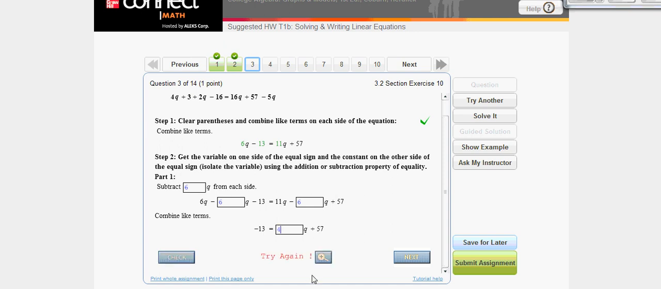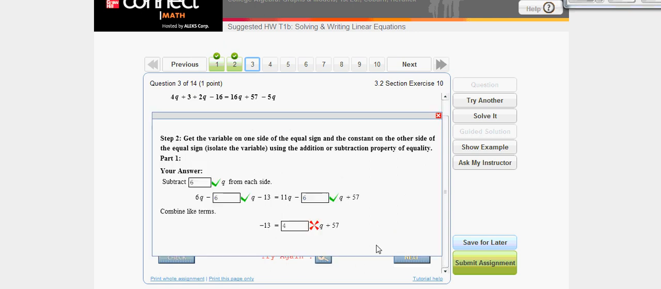Now I click check. Now, the key thing right here is I got something wrong because it didn't turn up green and give me the little green check mark. But it pops up this little guy right here that says try again. So I click on this. Now notice it says, oh, you got this right, you got that right, and you got this right. However, you got that incorrect.